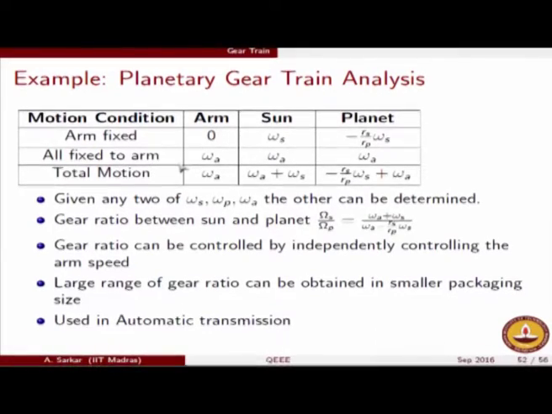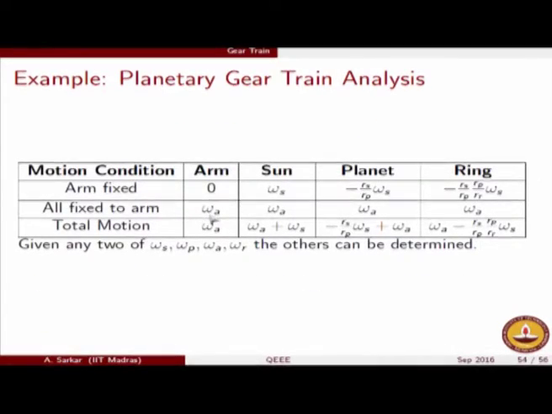So when everything is fixed to the arm, the analysis is even simpler, that we get that everything will have the same value. That is, whatever is the arm speed, the sun will also move at the same speed, planet will also move at the same speed, ring will also move at the same speed. So this line of analysis is very simplistic; when the motion is such that everything is fixed to the arm, it is almost trivial. And when the arm is fixed, the planetary gear train actually reduces to a simple gear train. So that also should be easily deciphered.